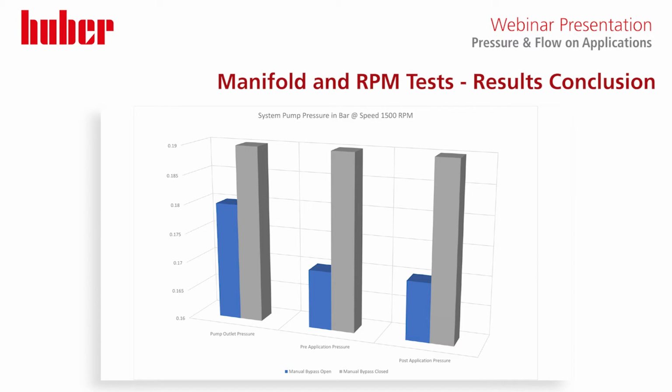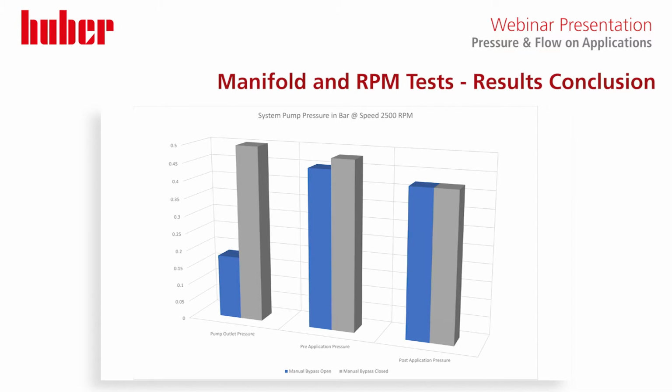So if we increase our pump speed to 2,500 RPM, we see a little bit more of a difference. So let's start with the grey columns.